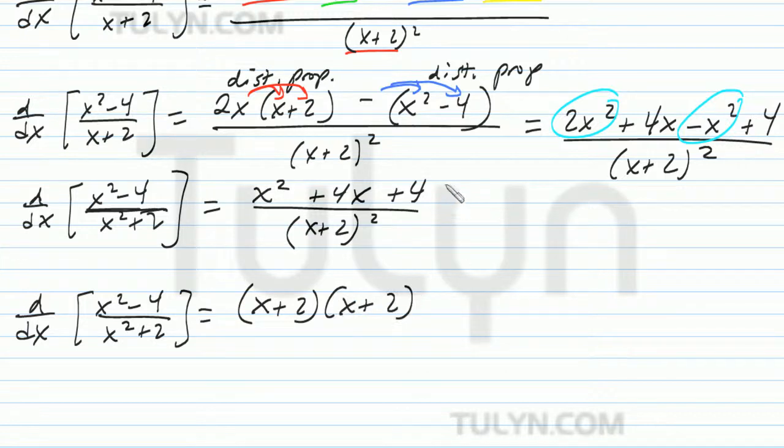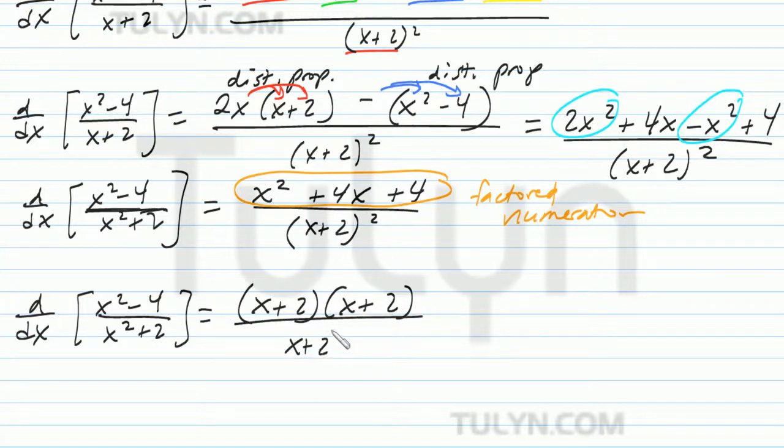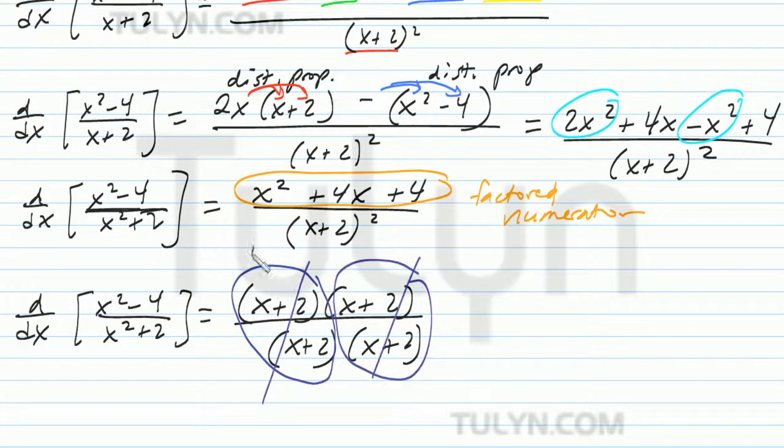I'm just going to go ahead right here. I factored the numerator, and it's just x plus 2 times x plus 2. Notice that they're divisible. This cancels out with this. And this cancels out with this, and we're just left with 1, 1, 1, 1, and it equals 1.